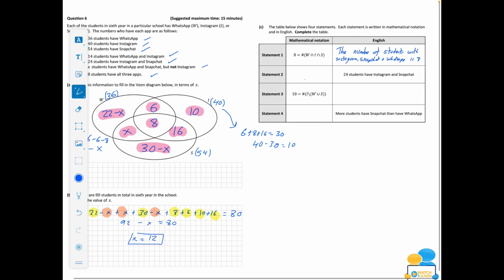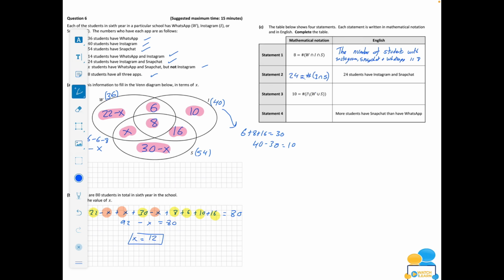Now, second time now, for statement 2, we need to do the opposite. So they give us the English, we need to write in maths. So 24 students have Instagram and Snapchat. So we're going to use what they did up here as our model. We're going to let 24 equal the cardinal number. They have Instagram and Snapchat. Okay, so that's the intersection. I intersection S. So 24 is the cardinal number of Instagram and Snapchat.